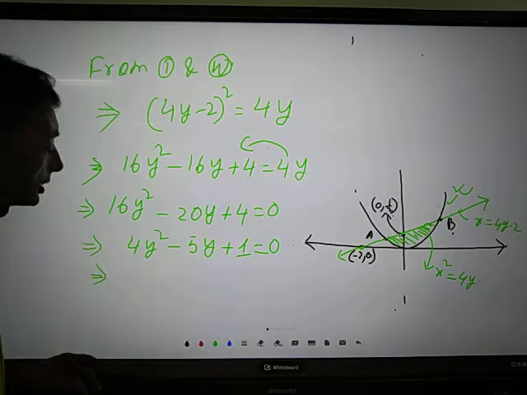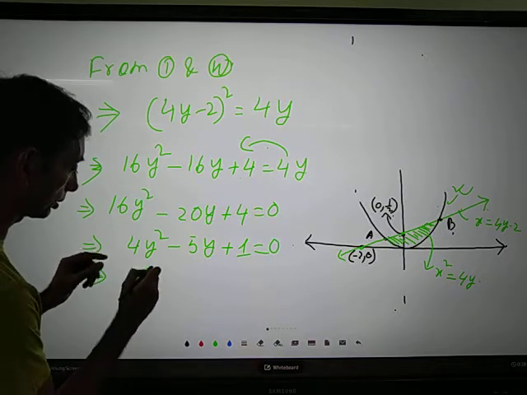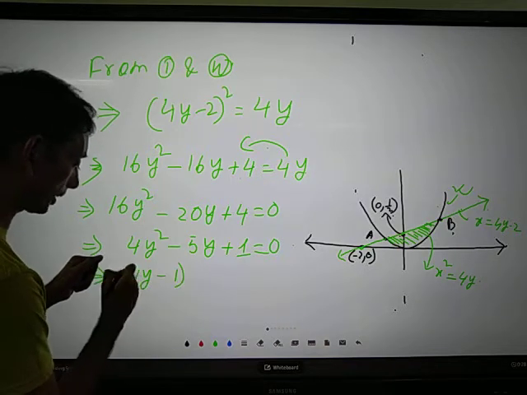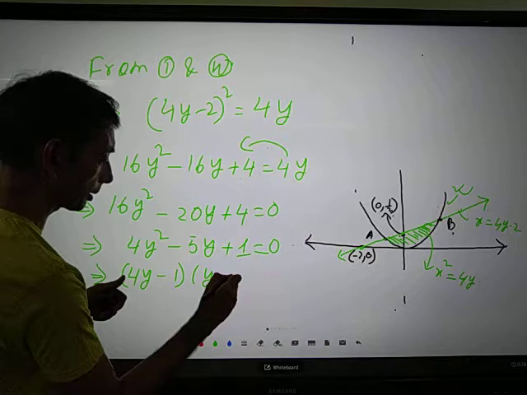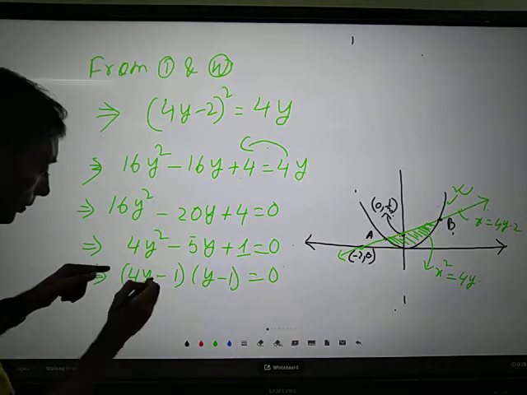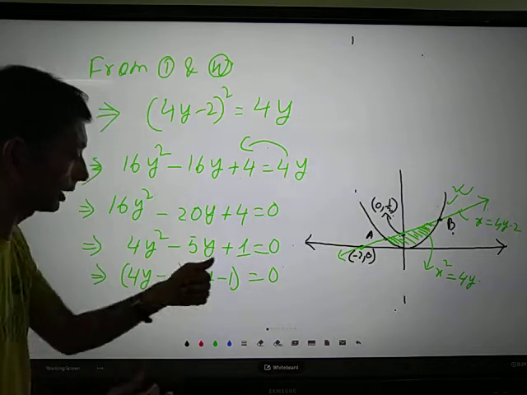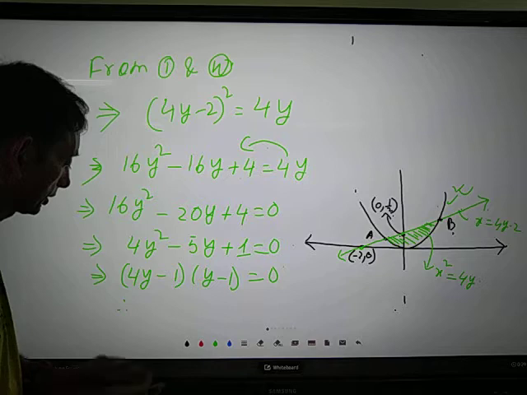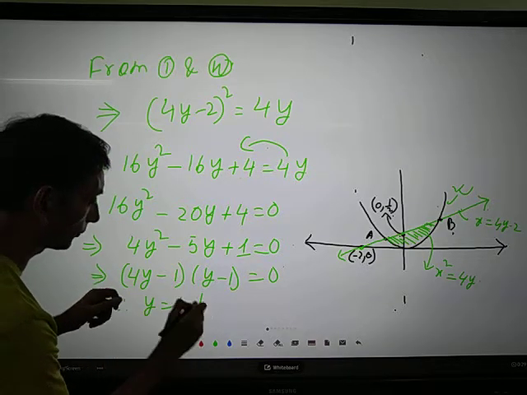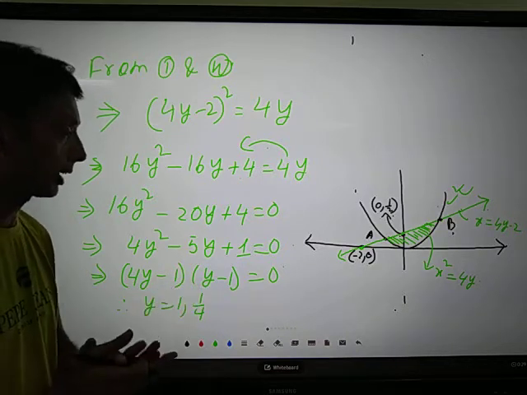These are simple steps, all of you know this. If we factorize, we get 4y minus 1 and y minus 1 equal to 0. So we get these factors: 4y minus 1 equal to 0 or y minus 1 equal to 0. This implies y equal to 1, 1 by 4. So you got the values of y equal to 1 and 1 by 4.